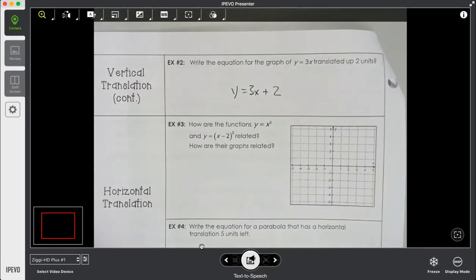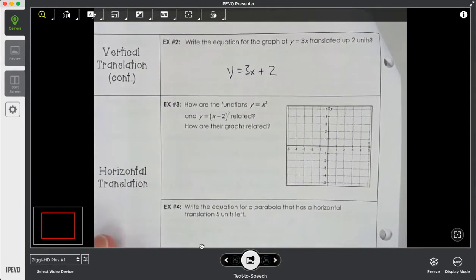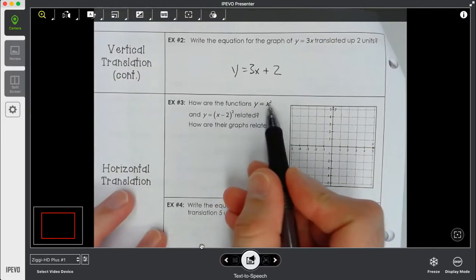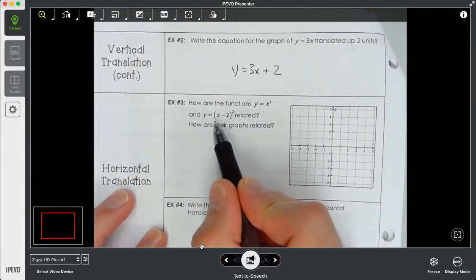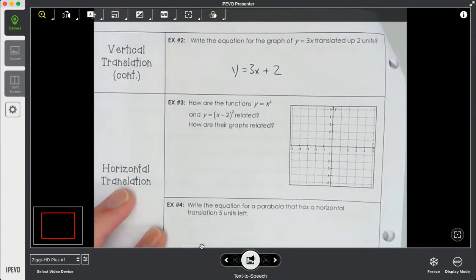All right. You saw a little bit with quadratic functions when we were doing piecewise things. And again, like I mentioned before, that's going to be the core of what we're doing in Algebra 2. So we're going to keep adding those in slowly as we go. And so we're going to look at another one here. How are the functions y equals x squared and y equals the quantity x minus 2 all squared related? How are their graphs related?